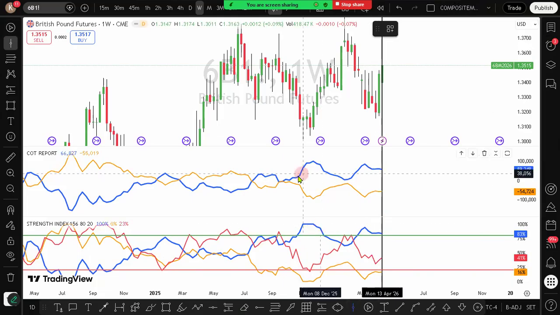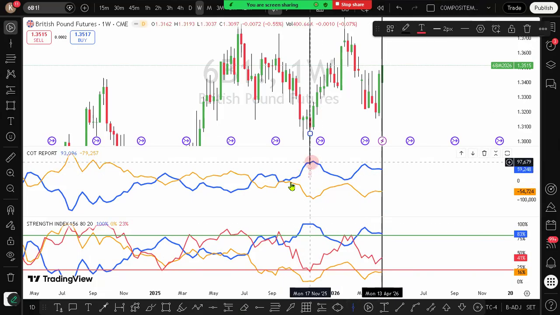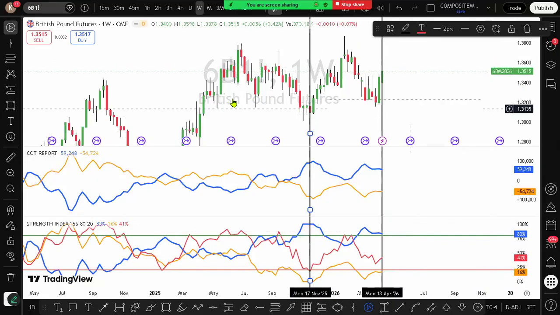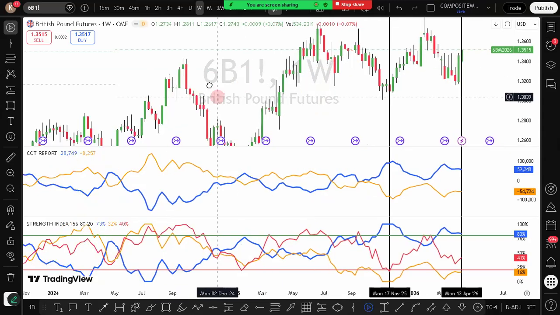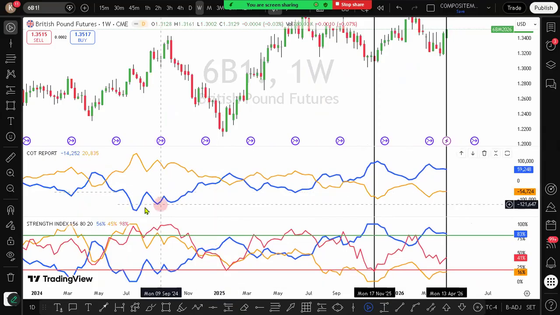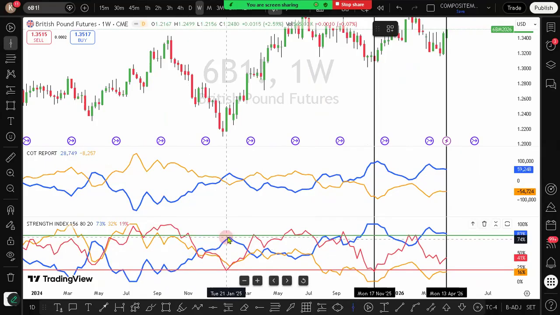Look at here, commercials getting more bullish here, and then commercials getting more bearish. And look on the index, commercials are very strong here, and that gave us a strong bullish market. If we look at this, see here, commercials were getting more bullish here. And on the index, we were almost bullish, getting more bullish.